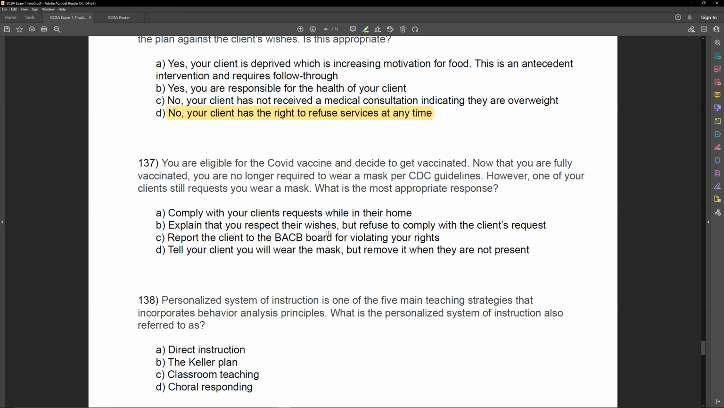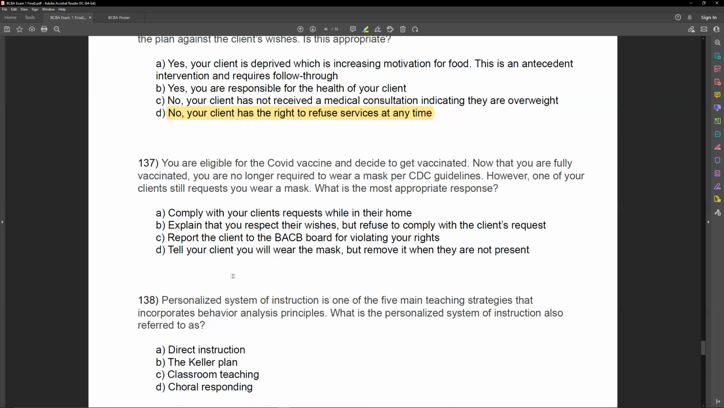B, explain that you respect their wishes but refuse to comply with the client's request. Well, in that case, that's going to be a difficult relationship to continue. So we might need to look for a different supervisor on that case. C, report the client to the BACB board for violating your rights. The client has done nothing wrong. They simply made a request. D, tell your client you will wear the mask, but remove it when they're not present.